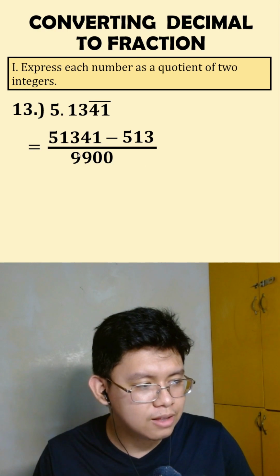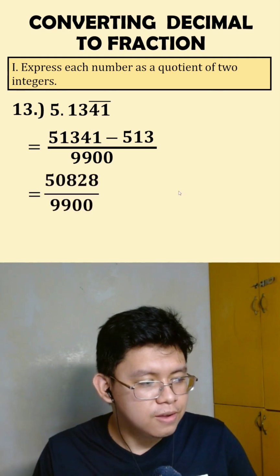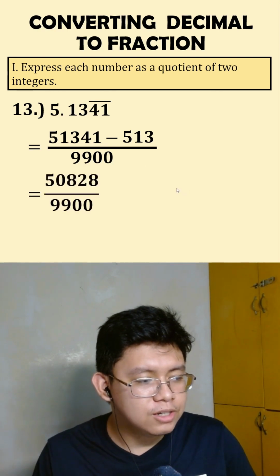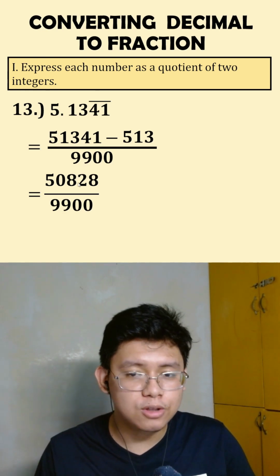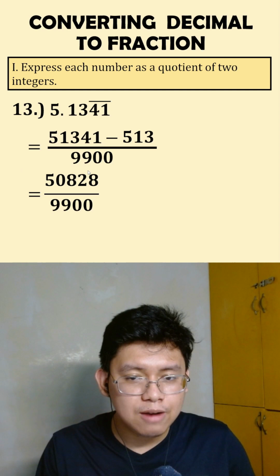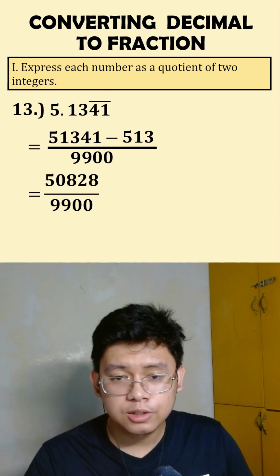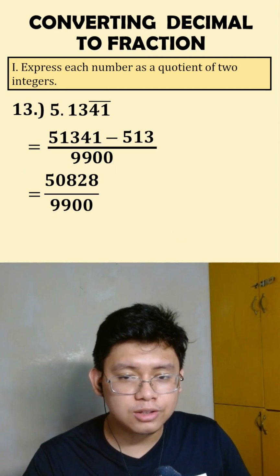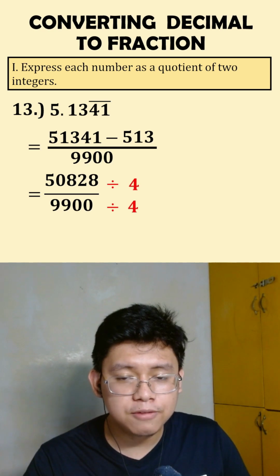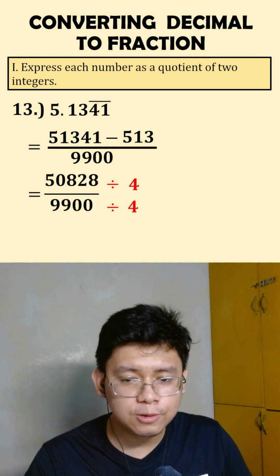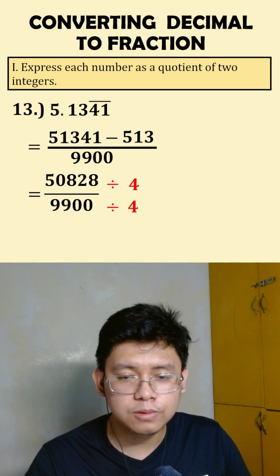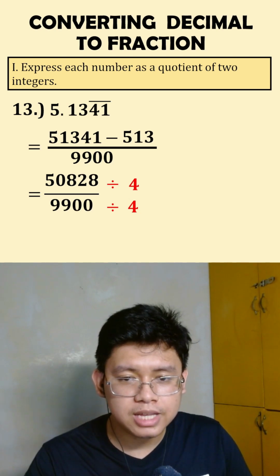Now, let's subtract. So, that will give us 50,828 over 9,900. So, ito yung fraction form natin. Now, let's try to simplify it. So, let's check our common factor. So, they are both divisible by 4. So, let's divide both numerator and denominator by 4.